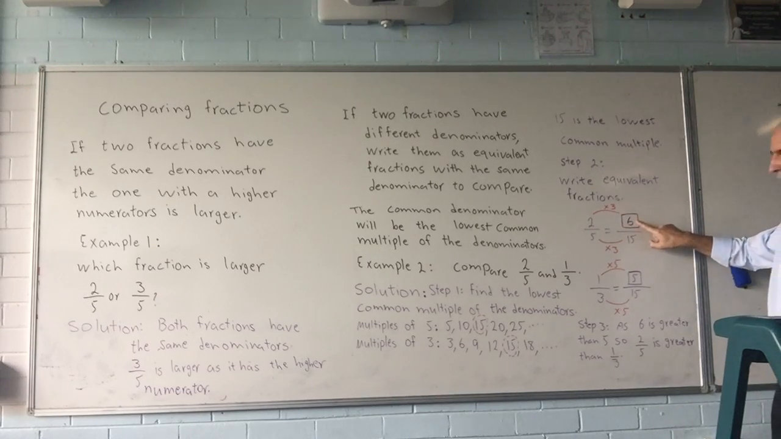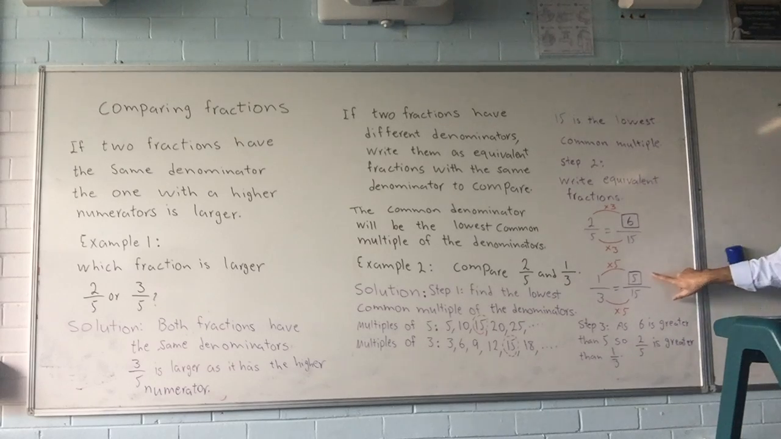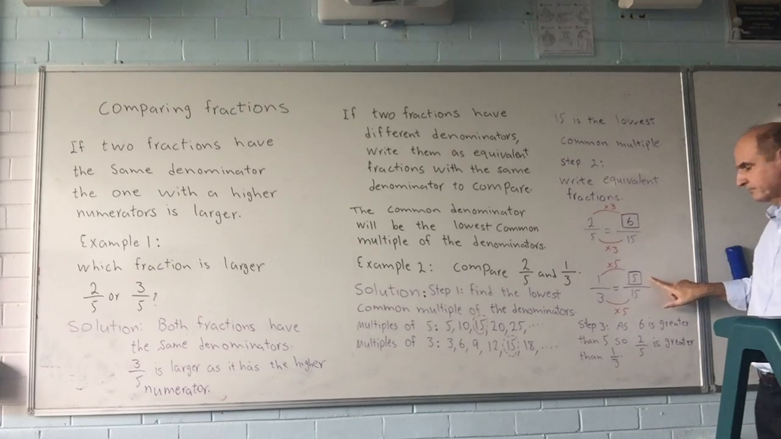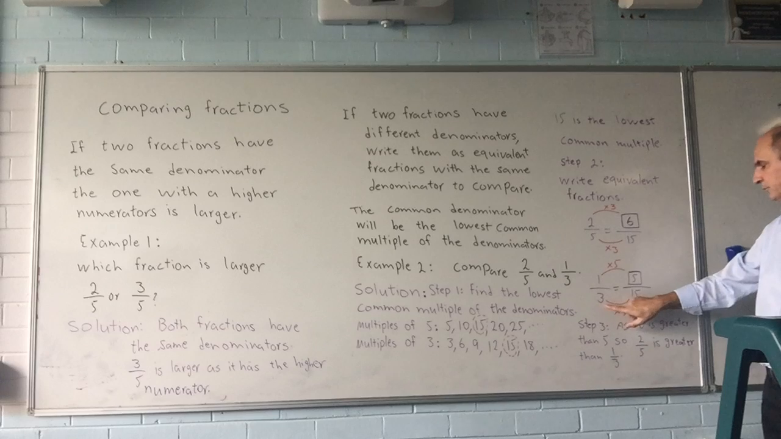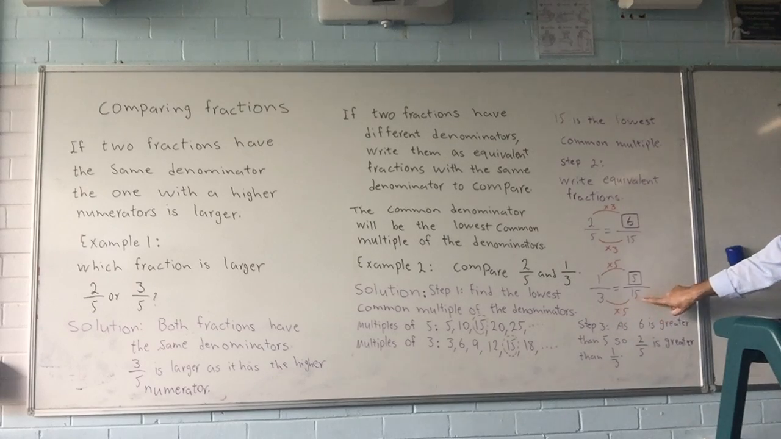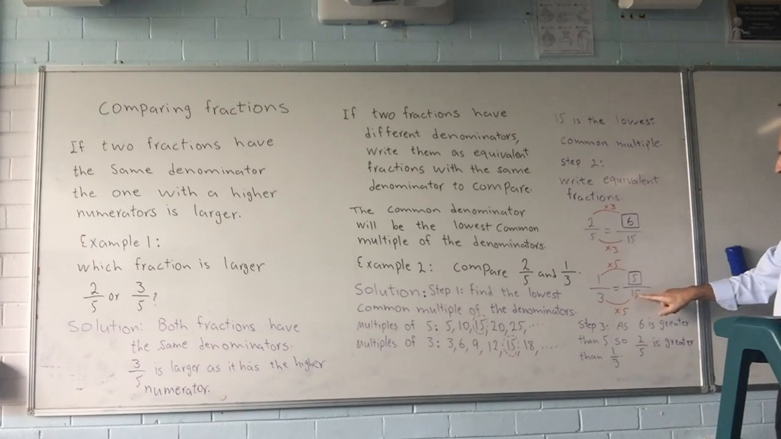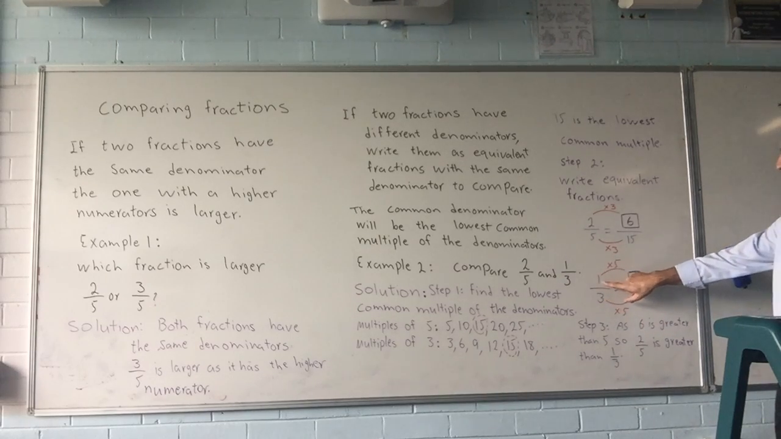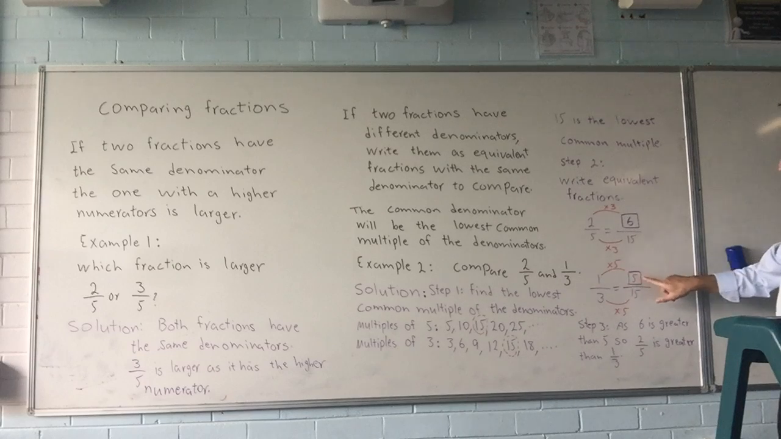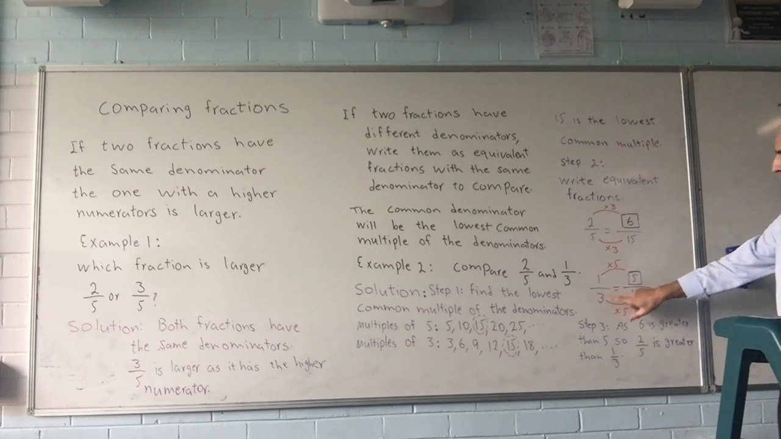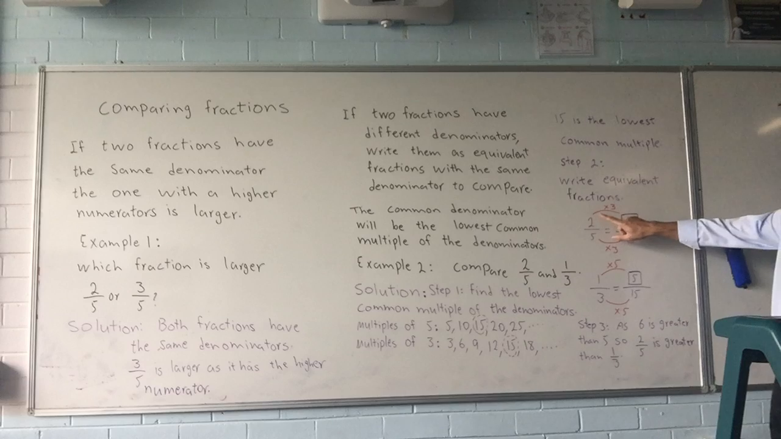So 6 goes here. Similarly, for the next one, you have 1/3. Again, we're using 15 as the denominator because it's the common denominator. So you need to multiply by 5. 3 times 5 is 15. Then 1 also needs to be multiplied by 5 to get the new numerator. That becomes 5 out of 15. So 5 out of 15 is the same as 1 out of 3, and 6 out of 15 is the same as 2 out of 5.